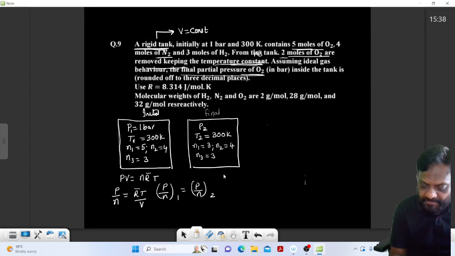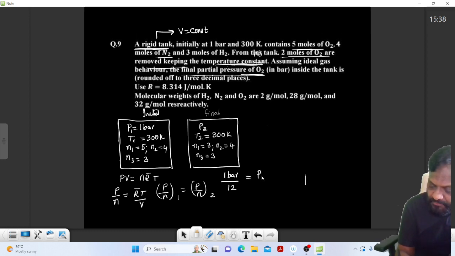What is P1? 1 bar. Dear students, what is P1? 1 bar. What is N1? Total moles, because it is the total pressure. How many moles are there? 5 plus 4 is 9 plus 3. Total moles are 12 in the first case. I don't know what is the final total pressure. So how many moles are there? 2 are removed. 3 plus 4 is 7 plus 3 is 10. So can you tell me what is the value of P2? It is 10 by 12 bar.